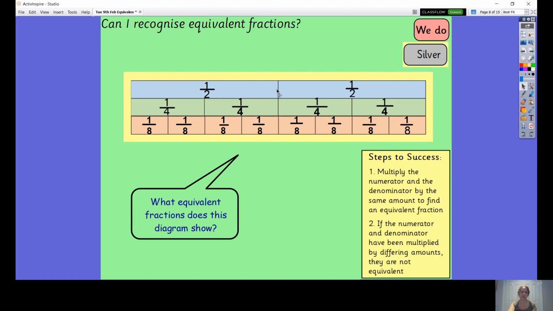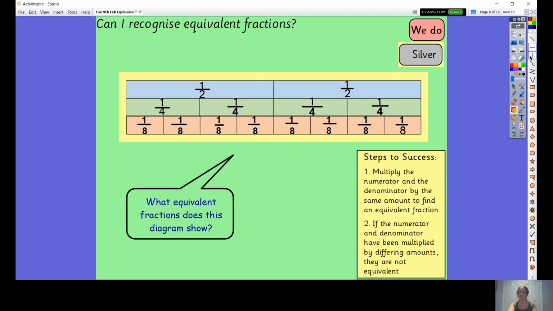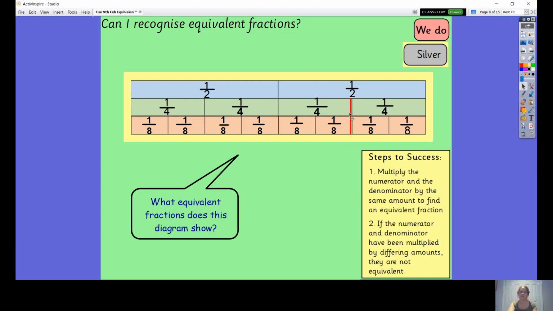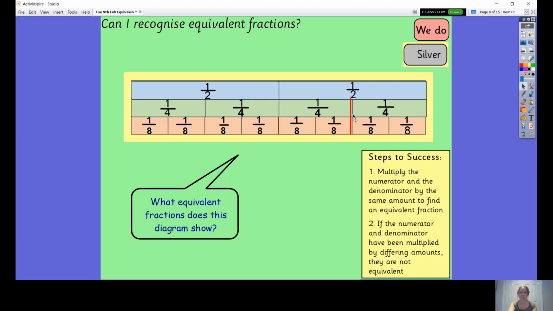So 4 eighths is the same as half as well. And 4 eighths is also the same as 2 quarters. And then if we look over here, we can look on this line where my arrow is going up and down. Can you see? In fact, if I can even draw a line for you, so you can see it a little bit easier.